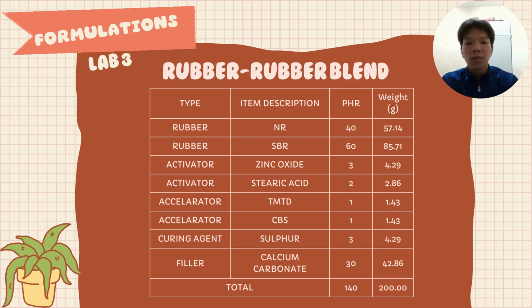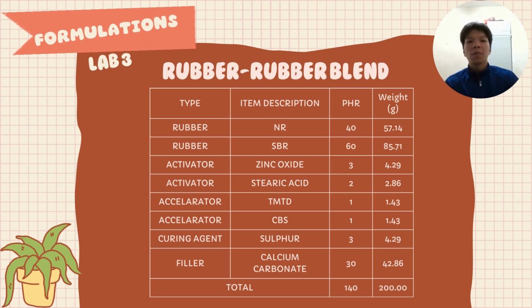Okay, and then my turn will be talking about the formulation of Lab 3, which is the rubber blend. So here is the formulation of the rubber blend. The rubbers we pick will be natural rubber and synthetic butadiene rubber, followed by the activator zinc oxide and stearic acid. The accelerators will be TMTD and CBS, while the curing agent will be sulfur. The filler will be calcium carbonate. The total weight of the compound will be 200 grams. Here we did our calculation based on PHR, so each material is stated with its individual specific weight.